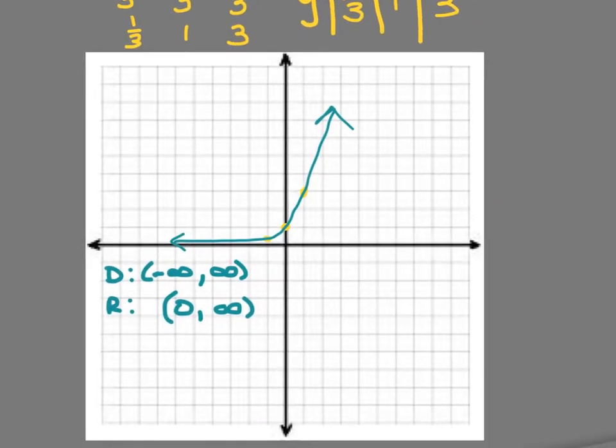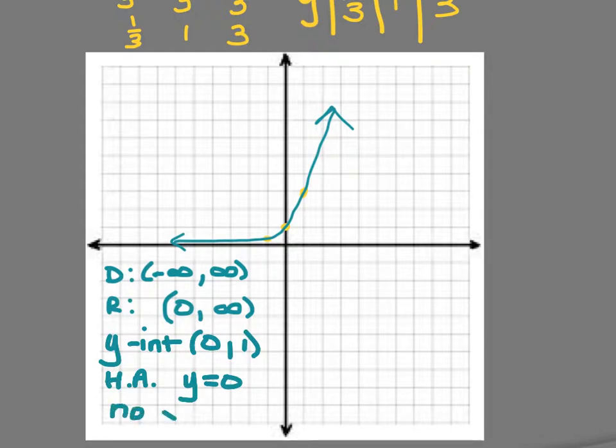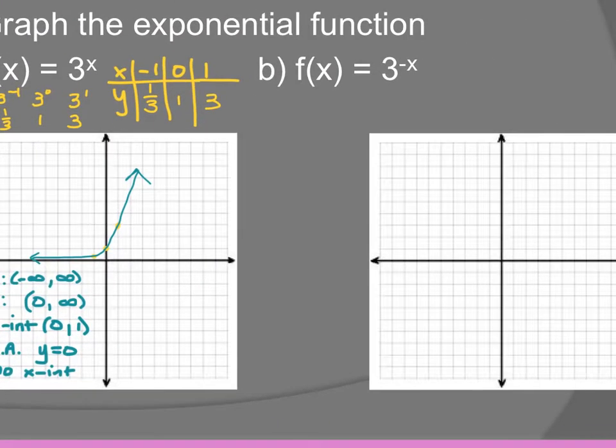How about, where's my y-intercept? 0, 1. And where's my horizontal asymptote? Good. So y equals 0. So be prepared to answer all sorts of questions like that. Is there an x-intercept? No. Okay, it never crosses the x-axis. Good so far? Okay, now you do B.